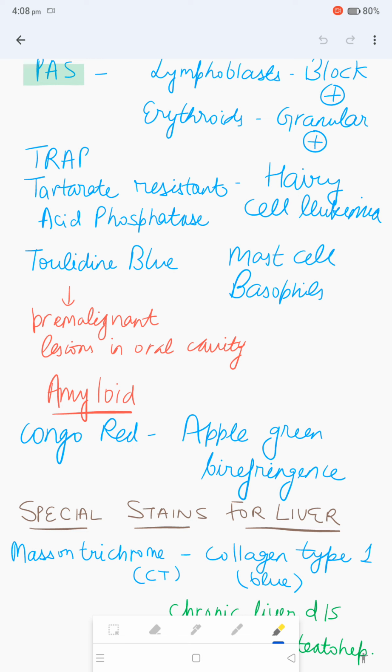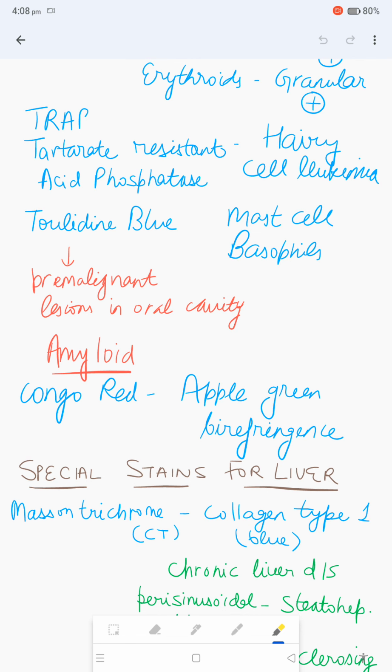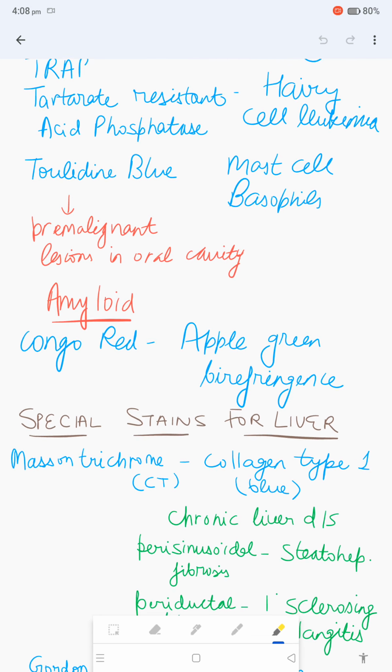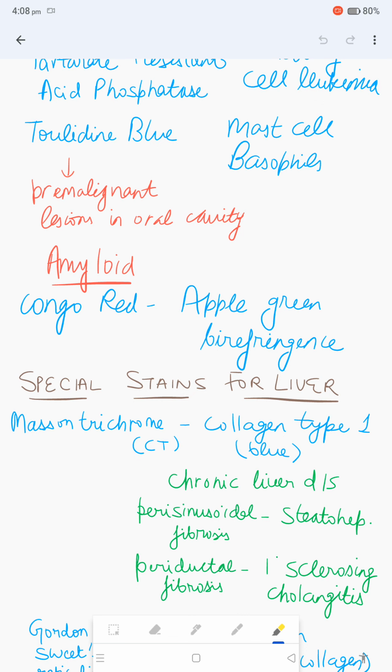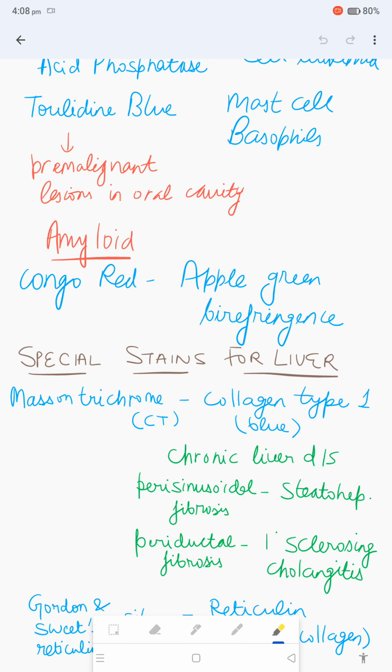Then TRAP stain, tartrate resistant acid phosphatase, is used in hairy cell leukemia. Then we have toluidine blue stain. Toluidine blue stain is used for mast cells and basophils, and it is also used for finding the pre-malignant lesions in the oral cavity. Then we have stains for amyloid. In amyloid we have Congo red stain, and it gives apple green birefringence.